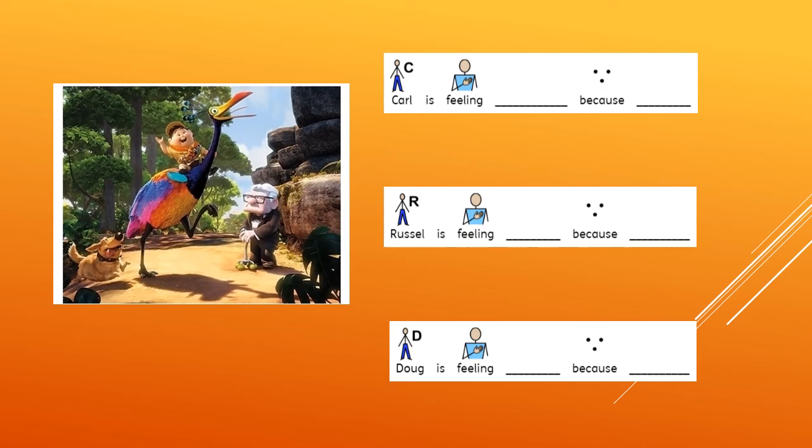normal. In his face, he looks like he's okay. I think he's feeling okay. He doesn't look really happy or excited. He doesn't look really sad. I think he's feeling okay, but maybe he's feeling happy inside because Russell is having so much fun. I think Russell is very excited and delighted because he's getting to ride a very colourful bird.